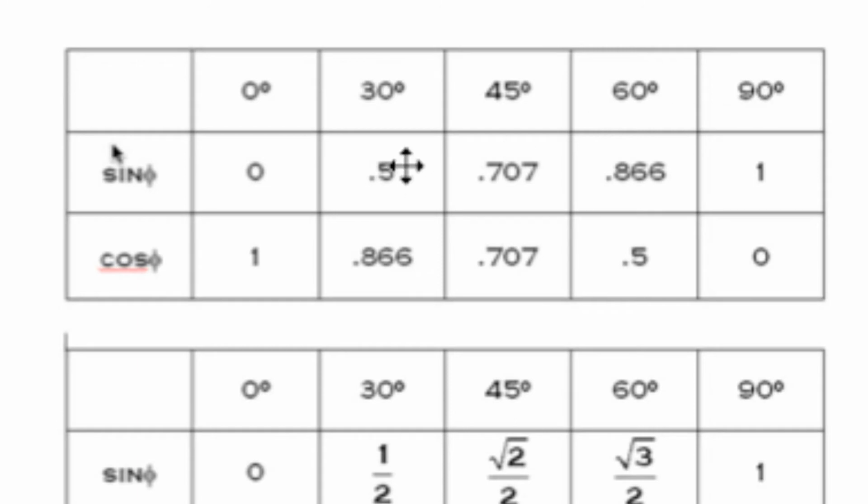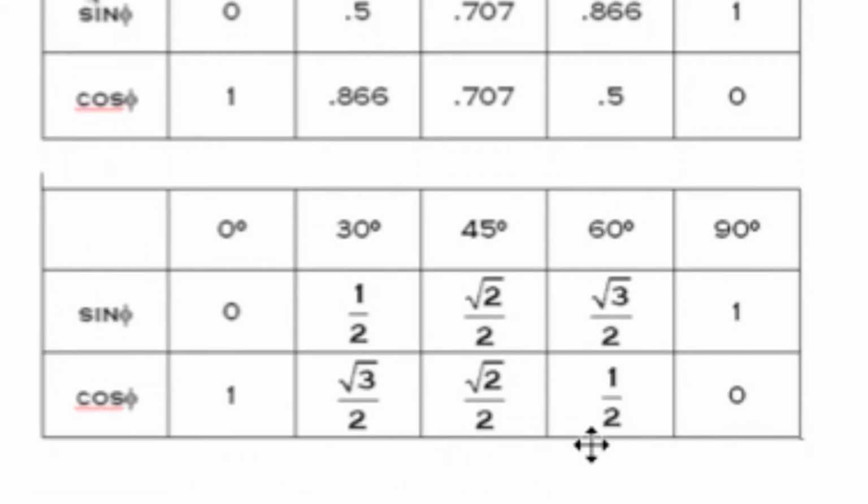For 30 degrees, it turns out that this distance here, the sine, is a half, while this distance for the cosine is going to be 0.866. Other values for 45: notice that the values for sine and cosine for 30 swap out with cosine and sine for 60 degrees.